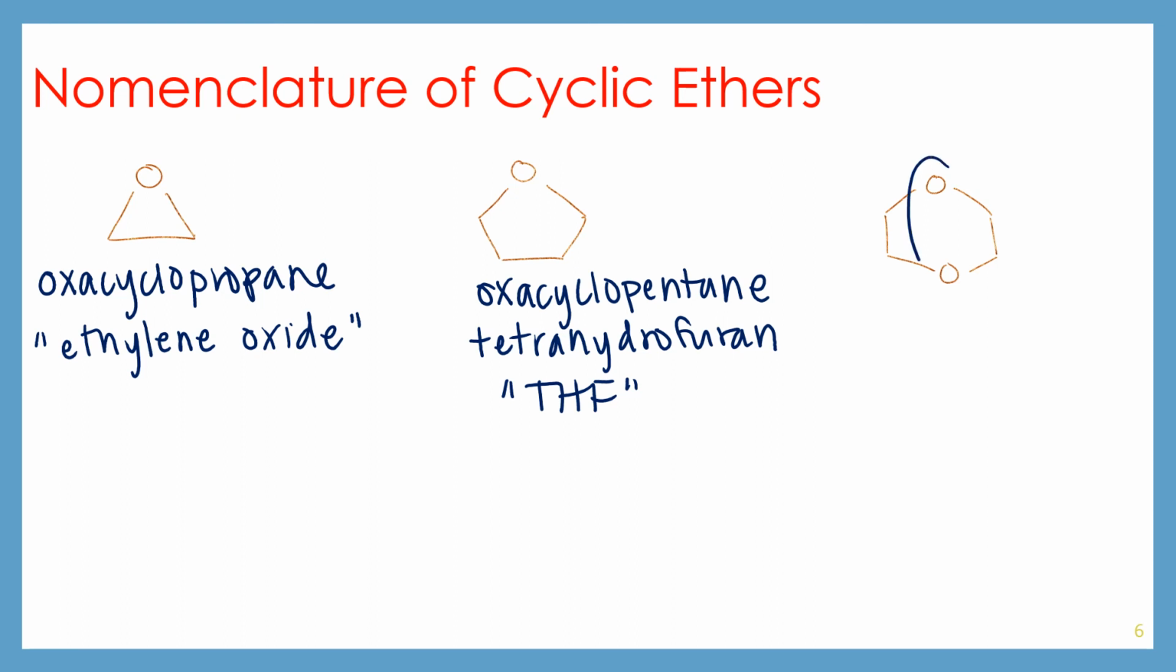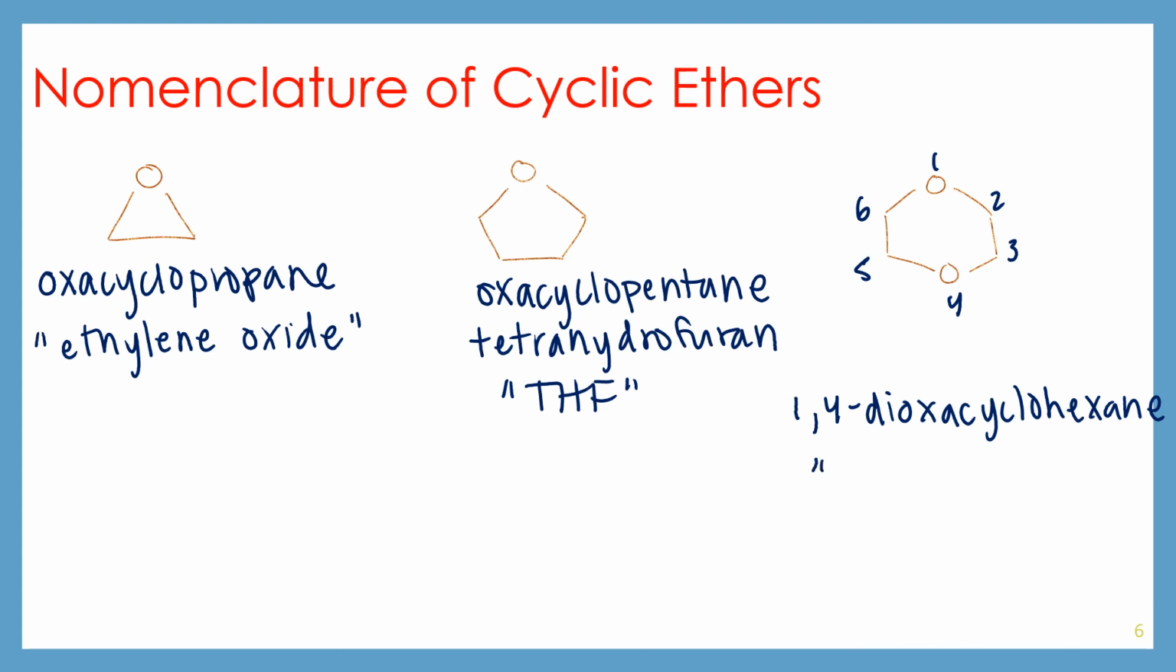Okay, so what do you do if there are two oxygens taking up space within the ring? You just indicate their relative positions to each other. So if we were to number the rings starting at the oxygens, we would give the oxygens the positions 1 and 4. So this would be called 1,4-dioxacyclohexane.